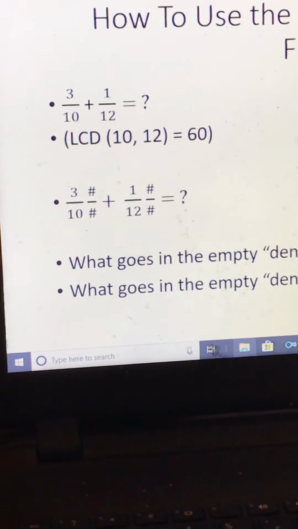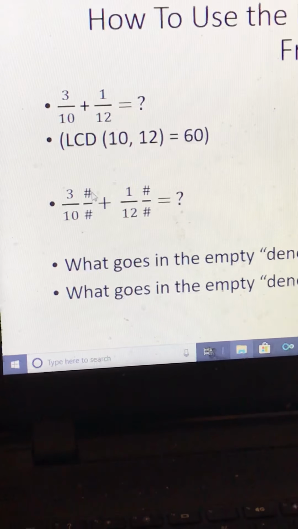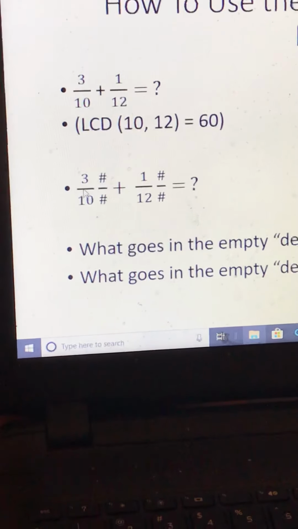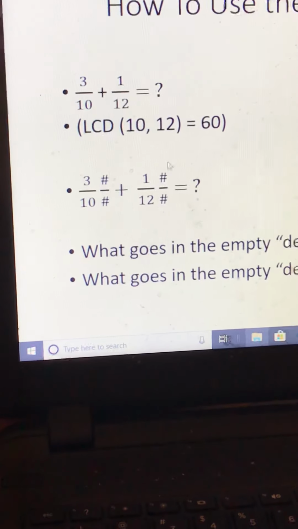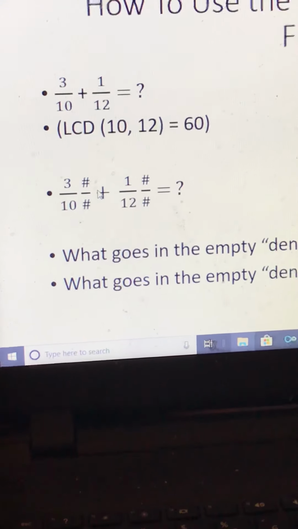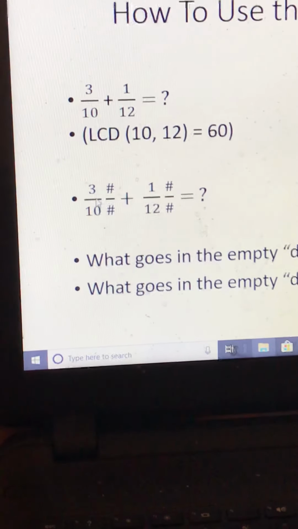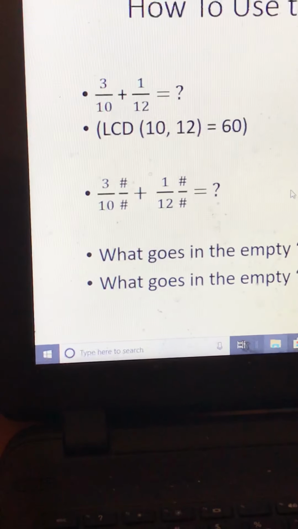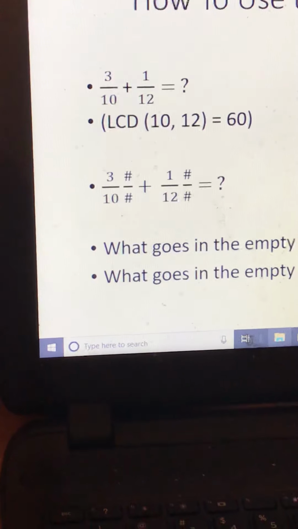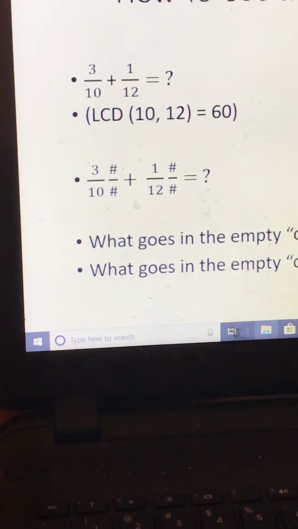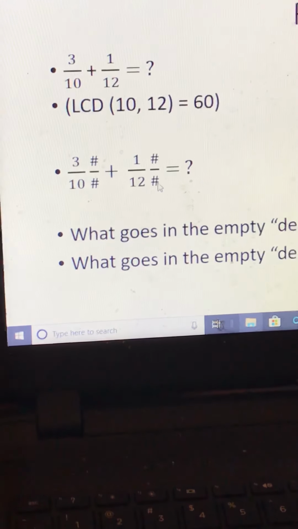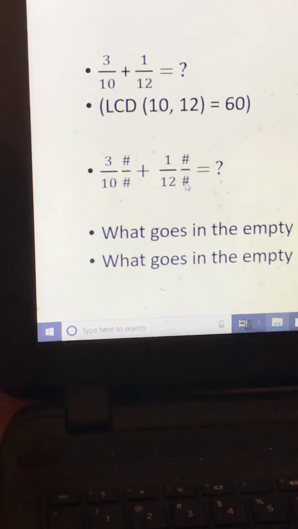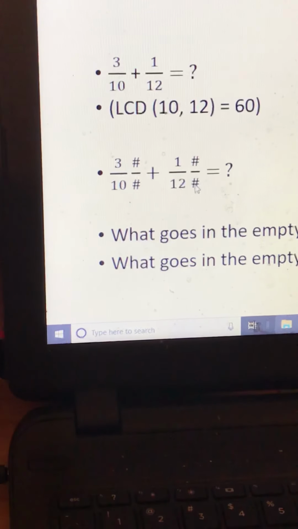All right? Now you notice that I have kind of a funky looking fraction next to the 3/10 and a funky looking fraction next to the 1/12. That fraction is going to be the multiplier for the 3/10 and for the 1/12. So the question that you want to ask is what goes into the empty denominator box right over there next to the 10, and what goes into the empty denominator box next to the 12? That's your first question. All right, see if you can come up with the answer.